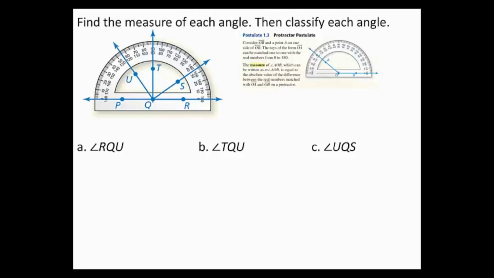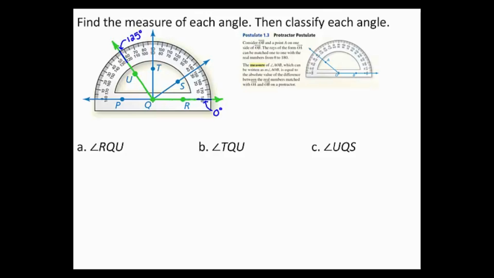In Part A, to find the measure of angle RQU, first locate angle RQU on the diagram. Now, ray QR lines up with 0 degrees on the inner scale of the protractor, and ray QU lines up with 125 degrees on the inner scale of the protractor.